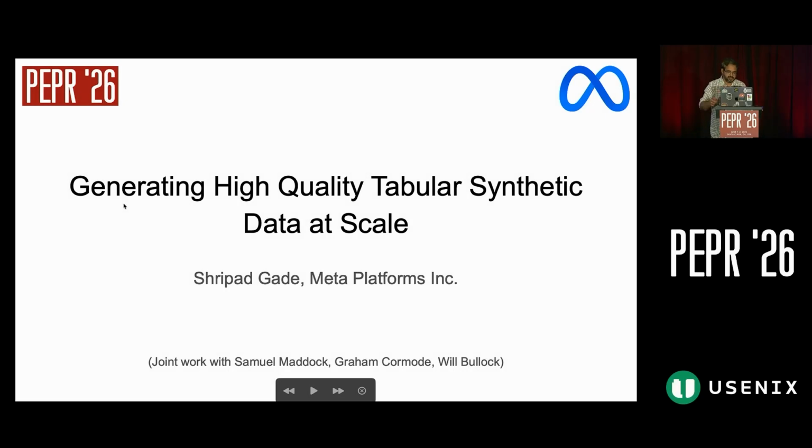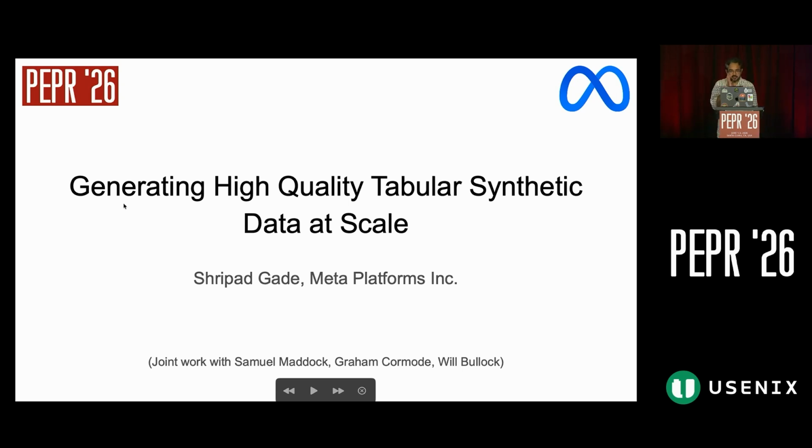Good morning, everyone. I have yet another talk on tabular synthetic data. This is a joint work with Sam, who just finished his PhD and is at a startup now, and Graham, who's at Oxford, and Will, who's my manager.